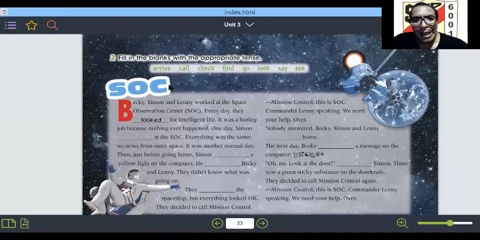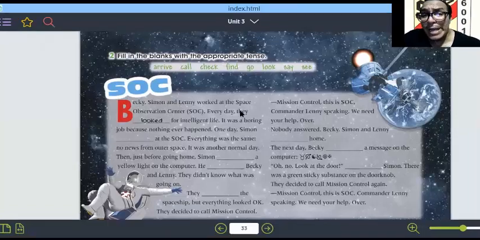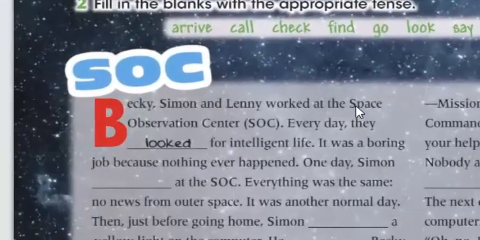¿Tienes alguna idea de lo que es COC? But it's in English, right? Ok, tenemos acá, lo vemos rápidamente. Significa, dice, Space Observation Center. Centro de observación espacial.